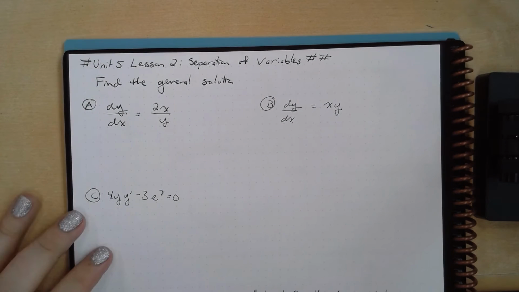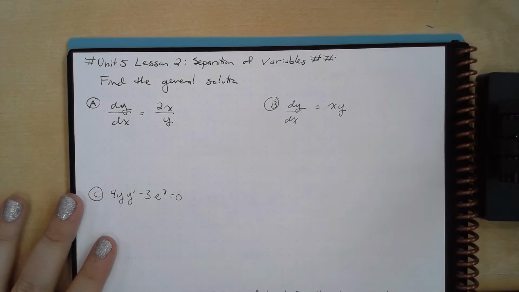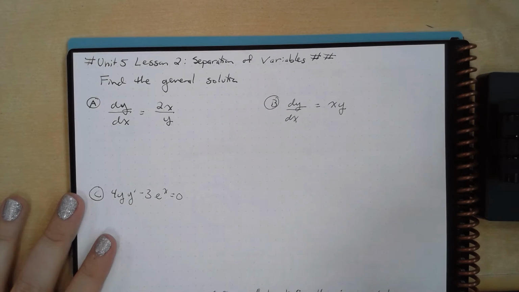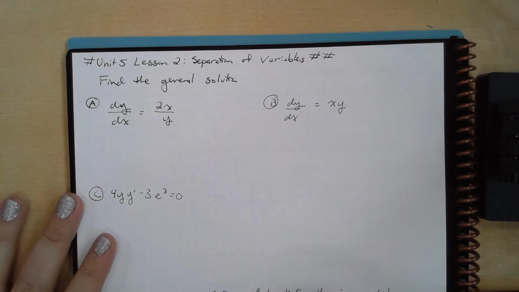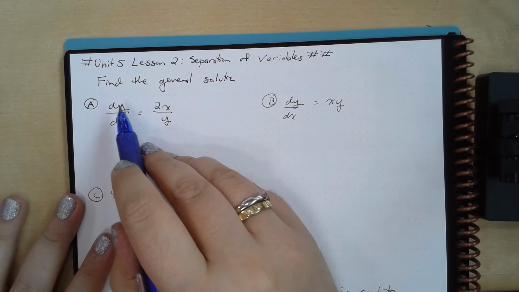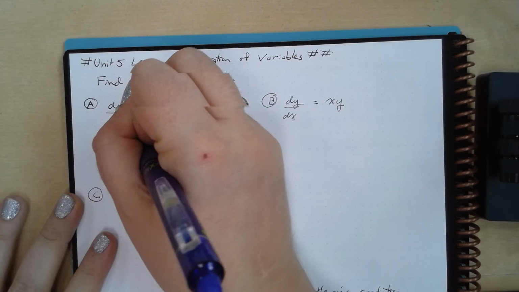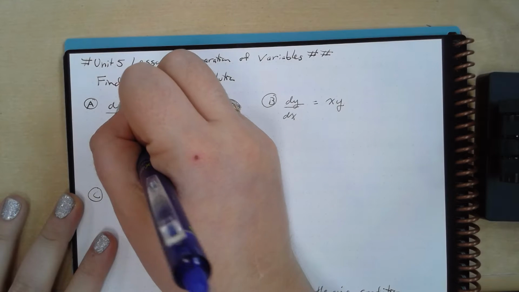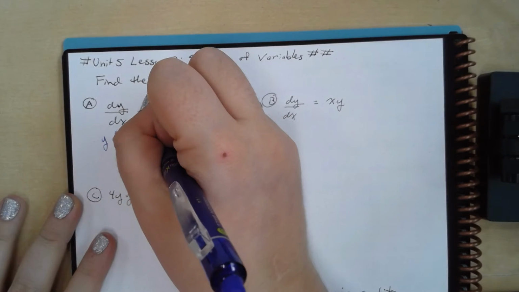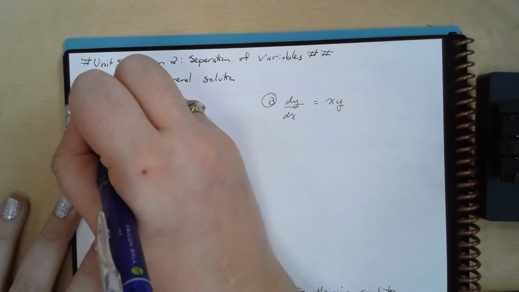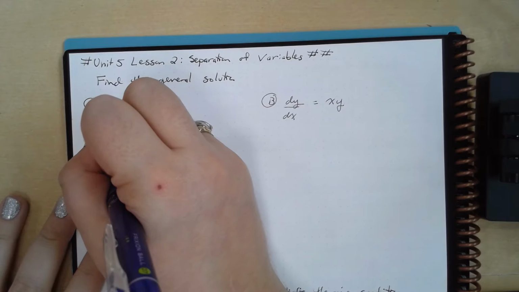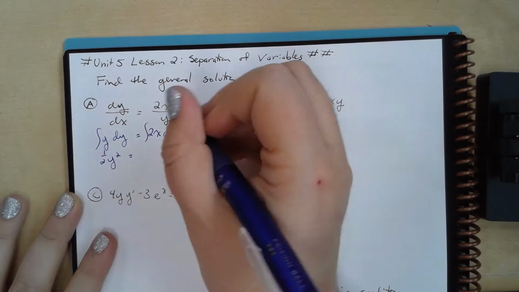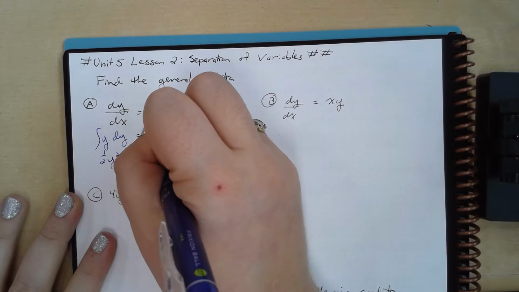So for part A, we're asked to find the general solution. When we are integrating, we have to have like variables together. So your dy's should be with y's, your dx's should be with x's. So if I have dy over dx equals 2x over y, I'm going to cross multiply, right? Kids love cross multiplying. So we have y dy is equal to 2x dx, and then I'm going to integrate both sides. So I've got 1/2 y squared is equal to x squared plus c.